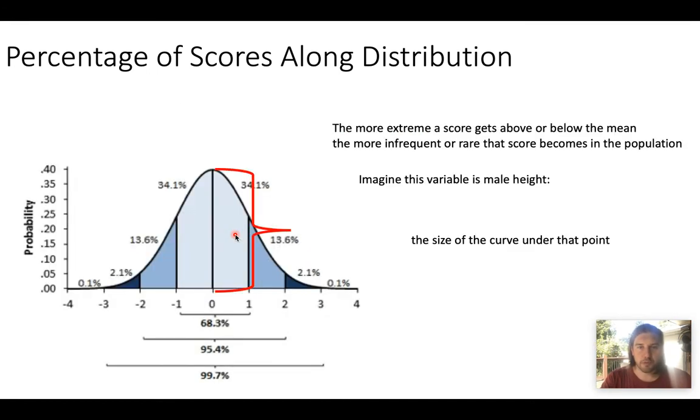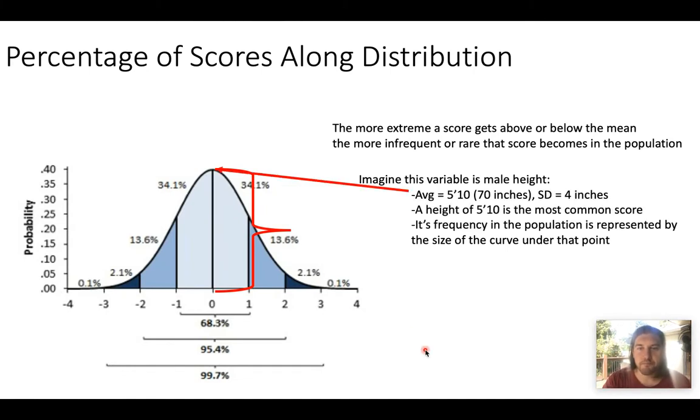So let's imagine that this variable is male height. Let's sort of flesh this out. And let's say male height has an average of 70 inches, which is 5'10". And male height has a standard deviation of 4 inches. So what that means is I can take this measurement of 70 inches and I can place that as my mean.